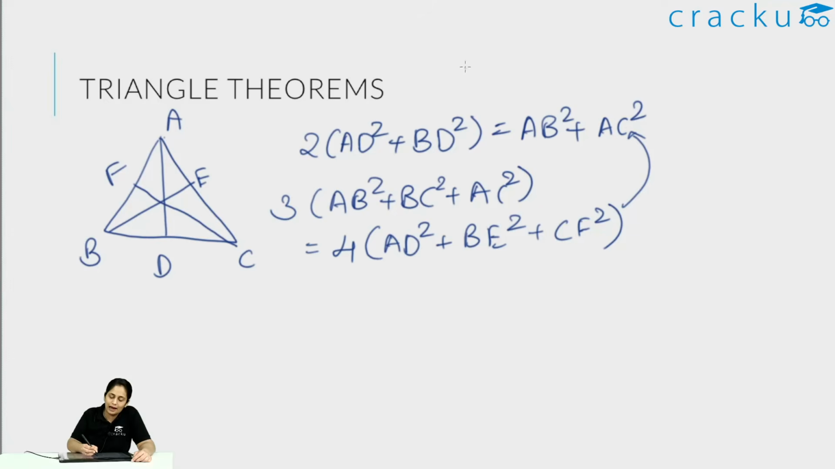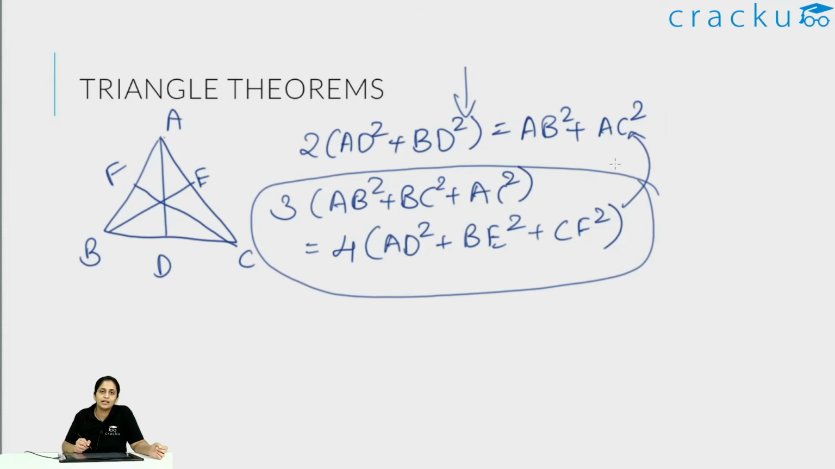If you just add up all the equations that are possible when it comes to medians, you get this equality: 3 times the sum of the squares of the sides is equal to 4 times the sum of the squares of the medians. Remember, 3 times sides would be equal to 4 times sum of squares of medians. So medians is the lesser sum, sides is the greater sum.